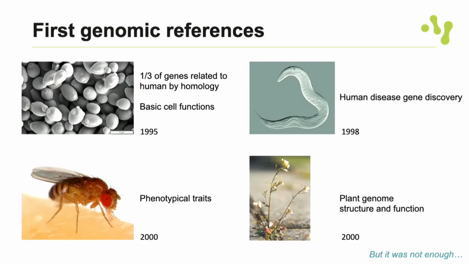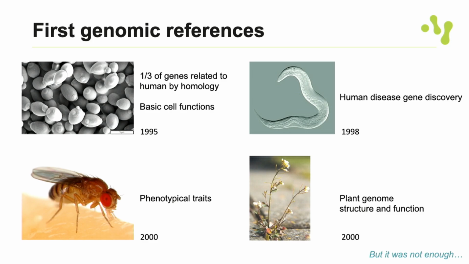So we sequenced yeast, but why did we sequence yeast? One third of the yeast genes actually have very high homology to the human genome. So yeast was studied to understand basic cell functions. Lots of the cell and molecular biology that we are studying today and have knowledge of is all coming from the yeast genome.